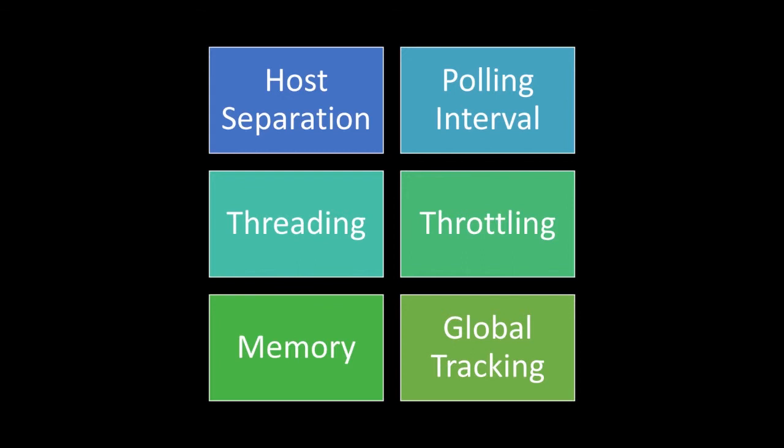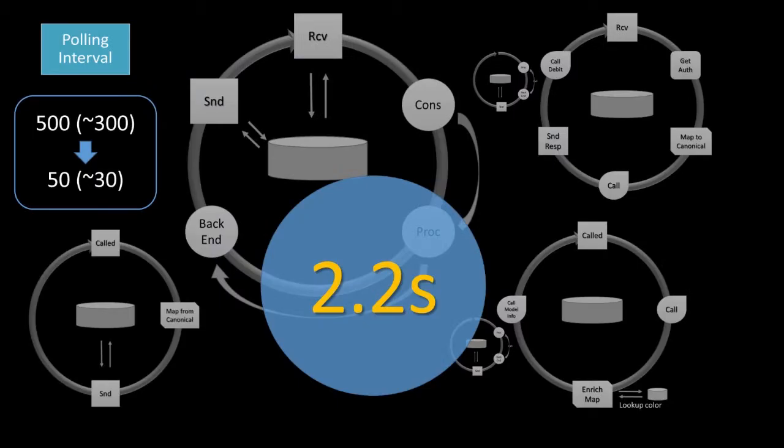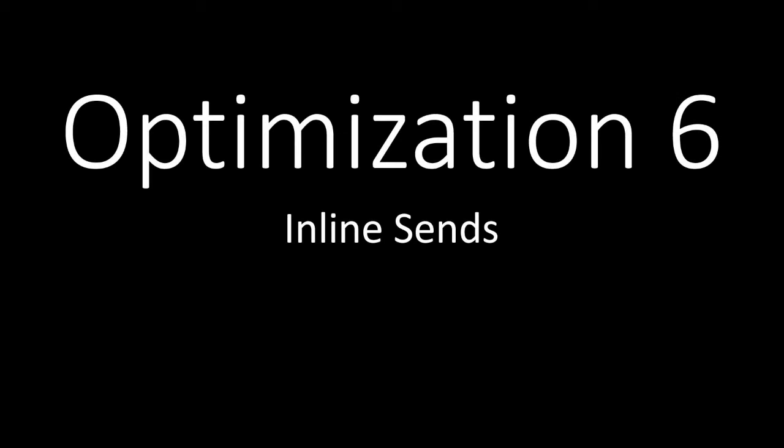One of the things I'm going to focus on for this scenario is bringing down the polling interval from 500 to 50, which brings us down to a comfortable 2.2 seconds in this case. And the next thing that I'm going to apply is inline sends.